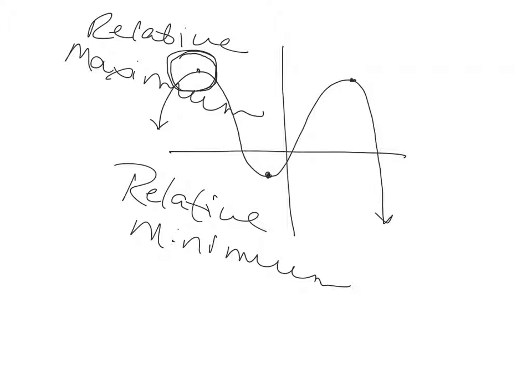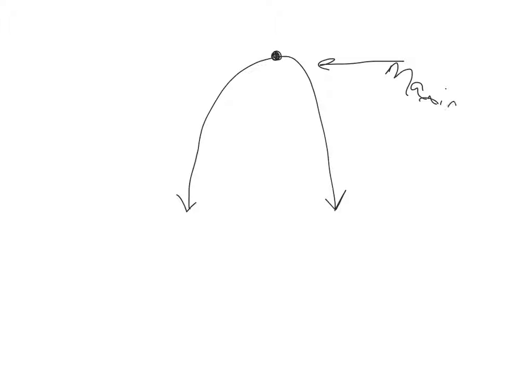it'll look something like this. You may have a parabola, so it has a definite top to it, but no bottom to it. So this one, we would say, has a relative maximum, but it doesn't have a minimum because you can't find the bottom of it.